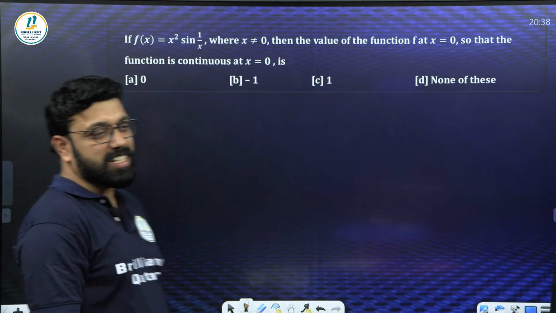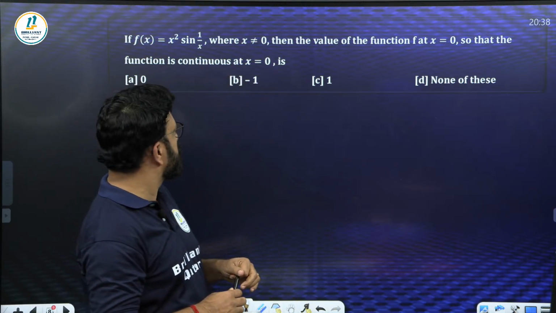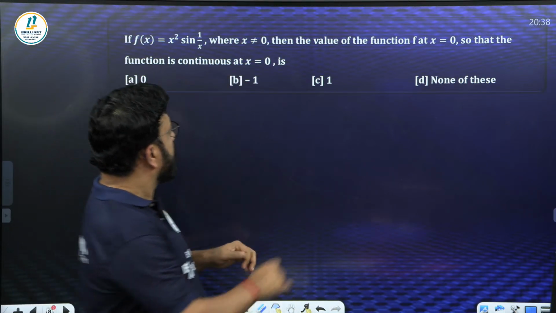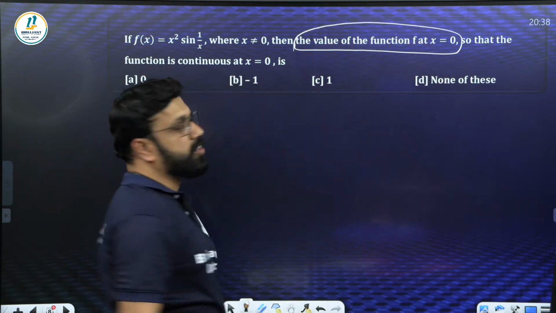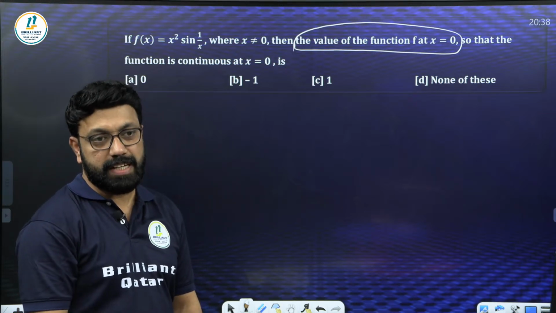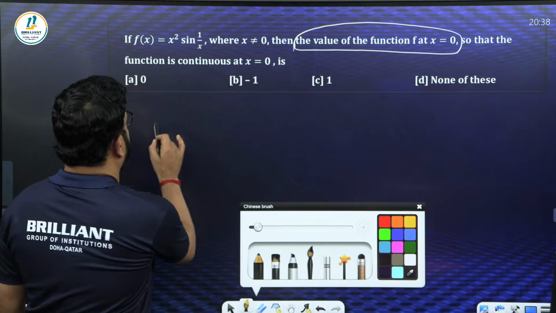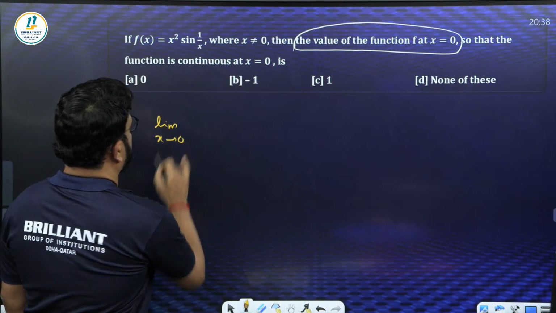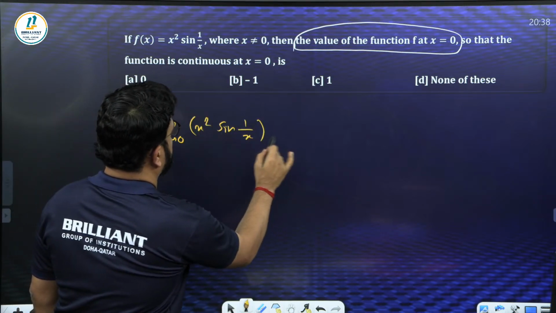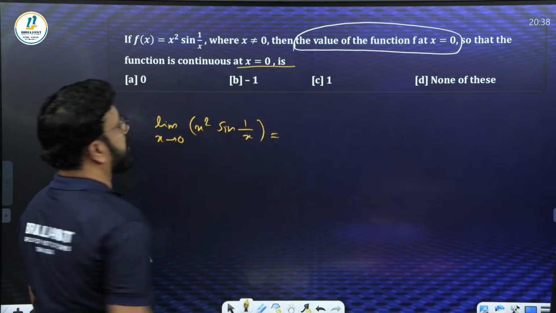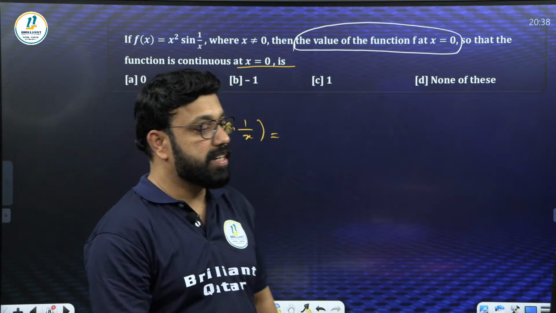f of x equals x square into sine 1 by x, where x is not equal to 0. We want the value of the function at x equal to 0 so that the function is continuous at x equal to 0. Conditions are there, so how can we check that? We can check the limit as x tends to 0 of x square into sine 1 by x. What is its value at x equal to 0?